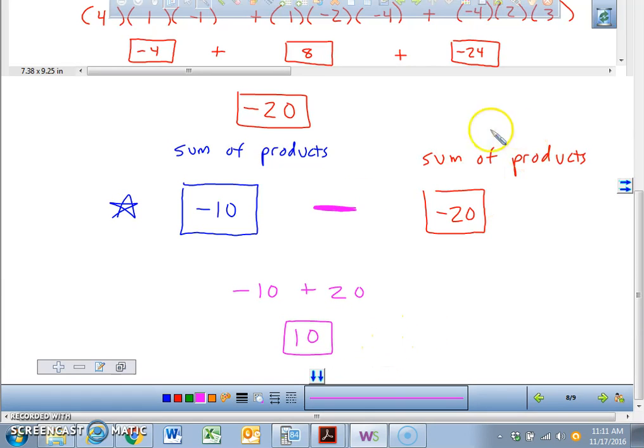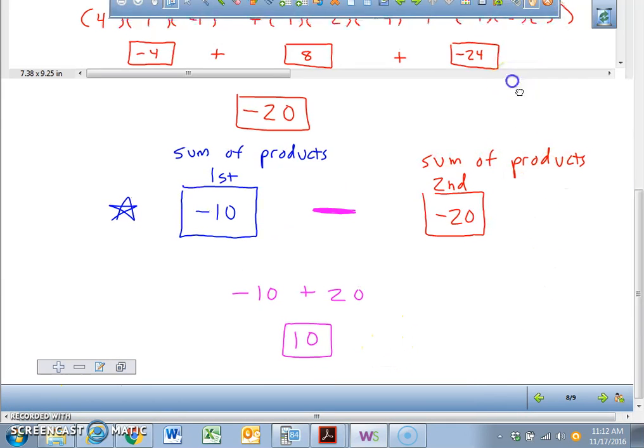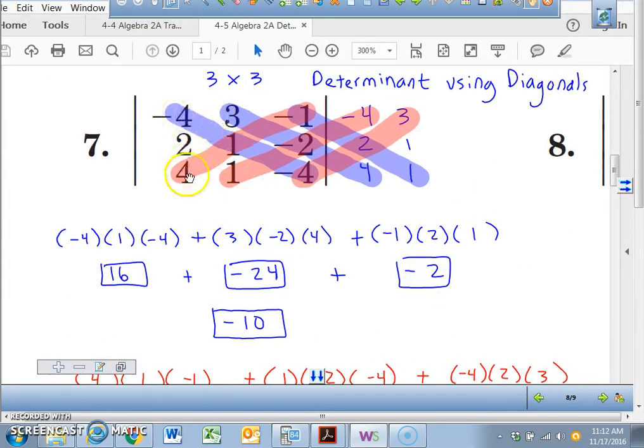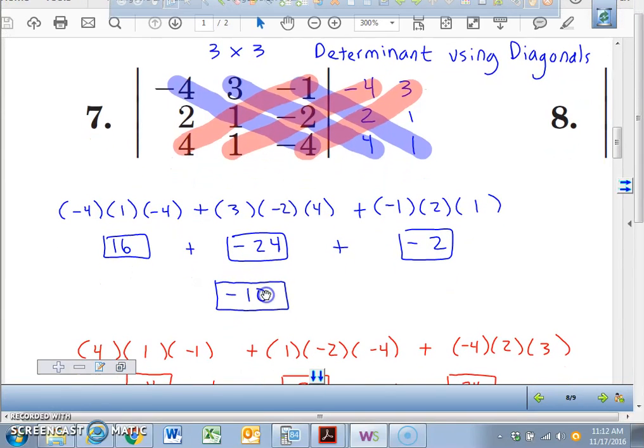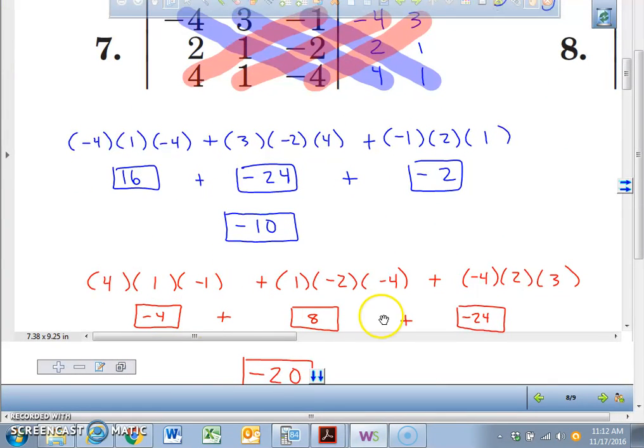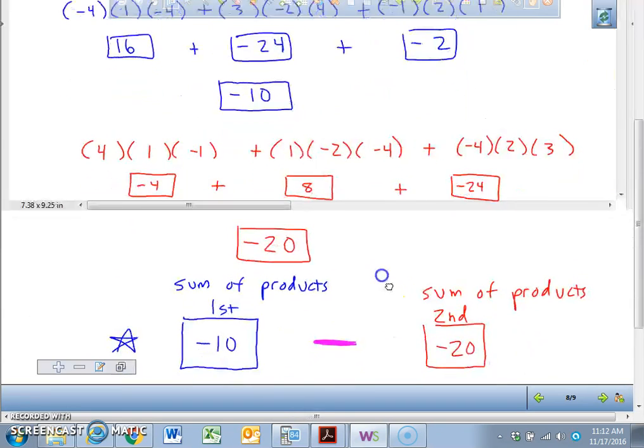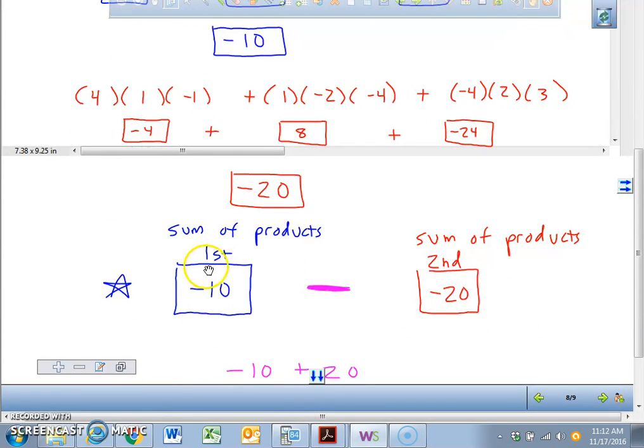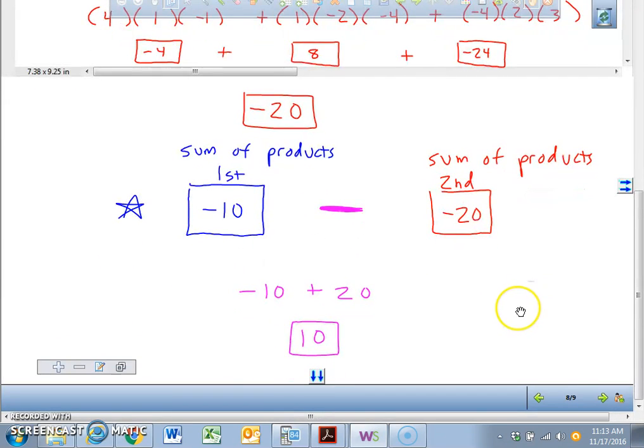All right, in review, real quick. The first thing I did was I took the first two columns, placed them side by side. Then I grouped all of these numbers in blue together, and I found their individual products. Once you find the products of all the blue diagonals, you add them together, we got a negative 10. Then we found the products of all the red diagonals, added them together, and got negative 20. And finally, we took the sum of the product of the first, and we subtracted the sum of the product of the second. That is the process. Okay?